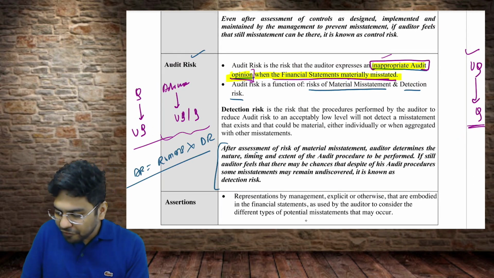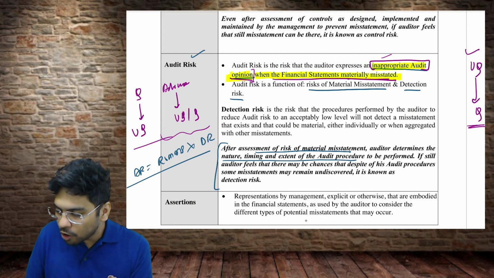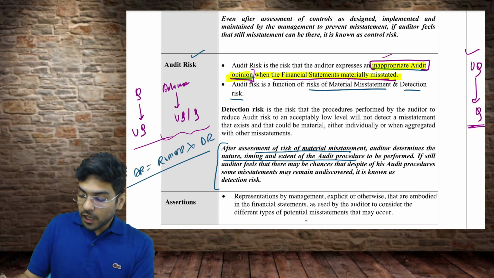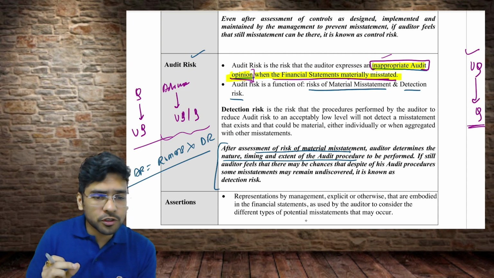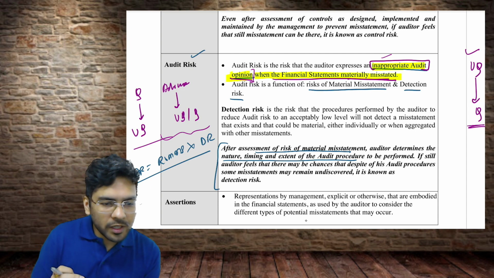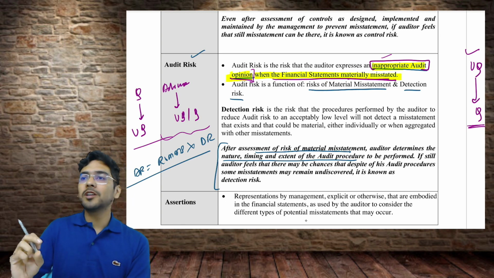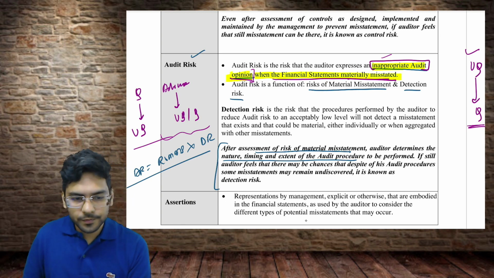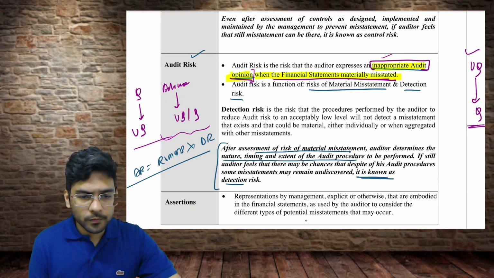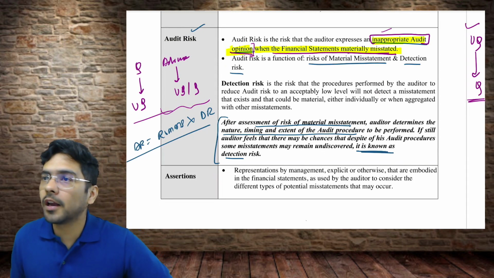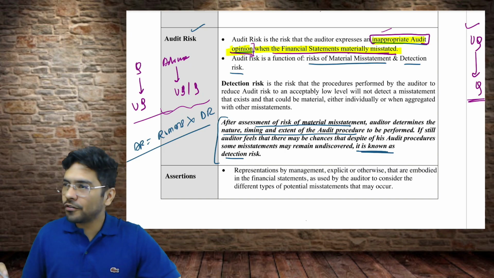It says, after assessment of risk of material misstatement, auditor determines that the nature, timing and extent of audit procedure to be performed. If still auditor feels that there may be chances that despite of his audit procedure, some misstatements may remain undiscovered, it is known as what? Clear? Fine. Okay, so detection risk is totally in the hands of the auditor.